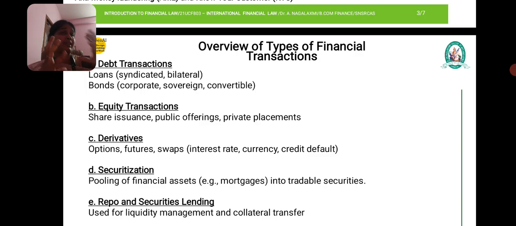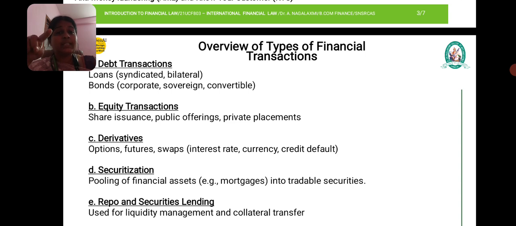So which are the transactions that are transacted in the financial market? Debt transaction, equity transaction, derivatives transaction, securitization, repo, and securities lending. These are the 5 important types of financial transactions.